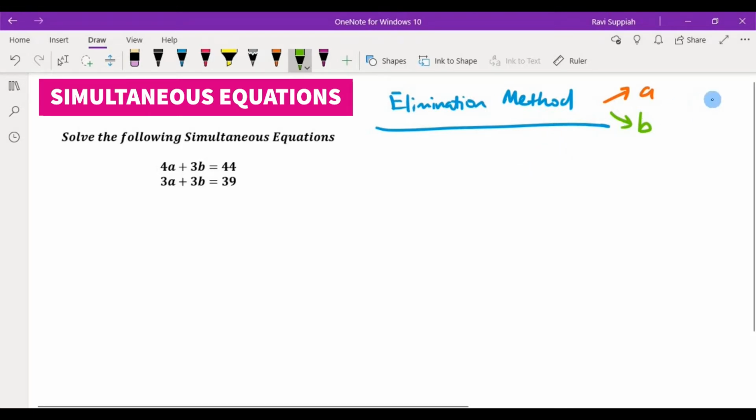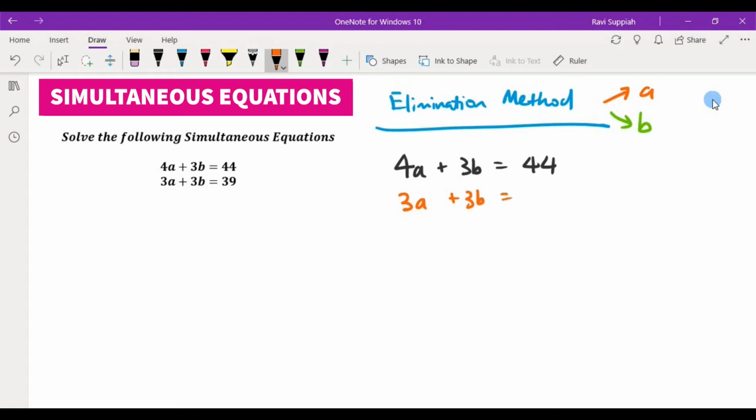Now let's see how we can actually apply this technique to this question over here. The first step is let's rewrite the equations. I have 4a plus 3b equals 44, and the second equation is 3a plus 3b equals 39. Now let's number these equations. I'll call this equation 1 and I'll call this equation 2.